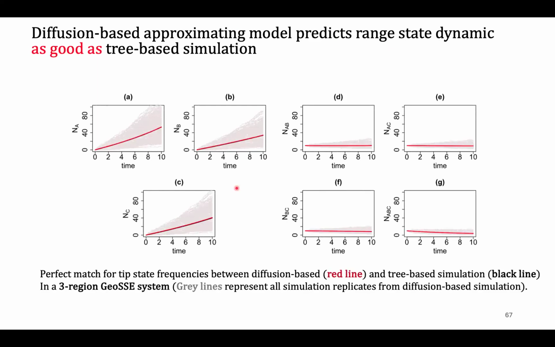And this is a sample result. There are actually two lines here. You have these red lines that come from this diffusion-based approach, and then the other one is the frequency that you count by simulating trees. So you simulate your trees under some parameter values, and then you count the frequency for each of these range states. And these blurry lines here are just different replicates of the simulation. You can see they fit perfectly within one another. So you can use this approximating model via this diffusion process to predict how the range state evolves over time.